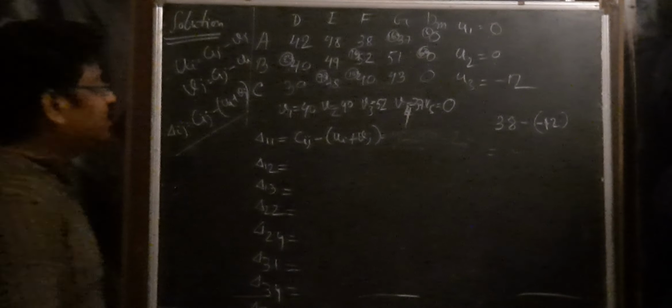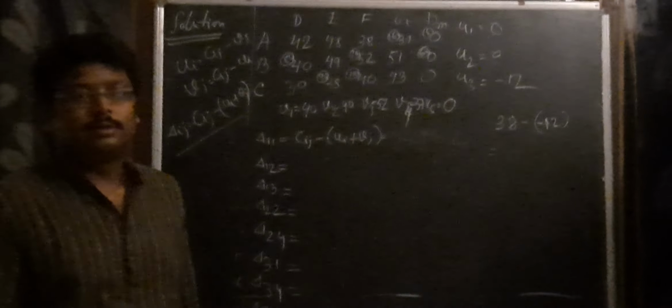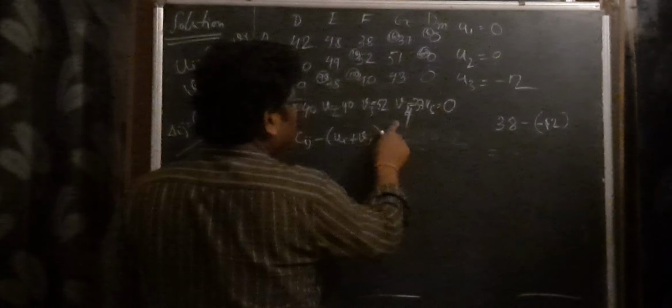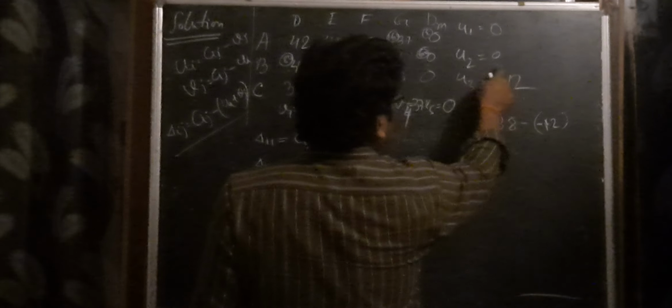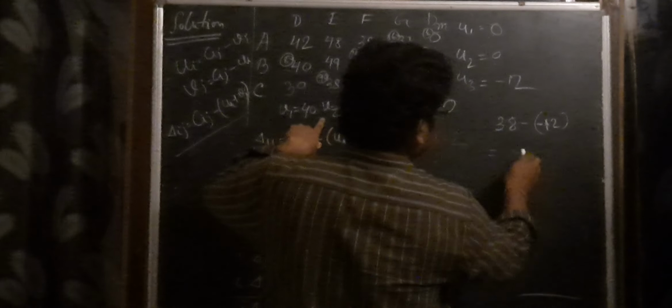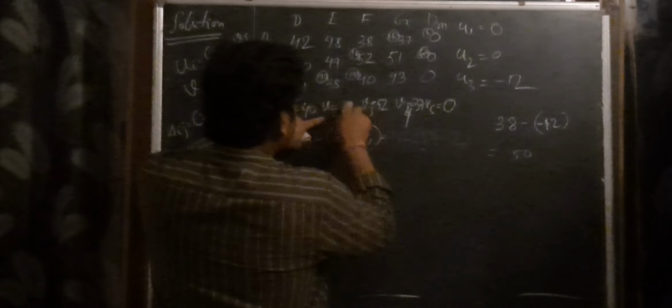And so now we check here. We have the values of u1, u2, u3 and v1, v2, v3 and v4. So u1 is 0 and u2 is 0, u3 is minus 12, v1 is 40, v2 is actually 32 minus 12, it is 50. So V2 is 50, V3 is 52, V4 is 37, V5 is 0.